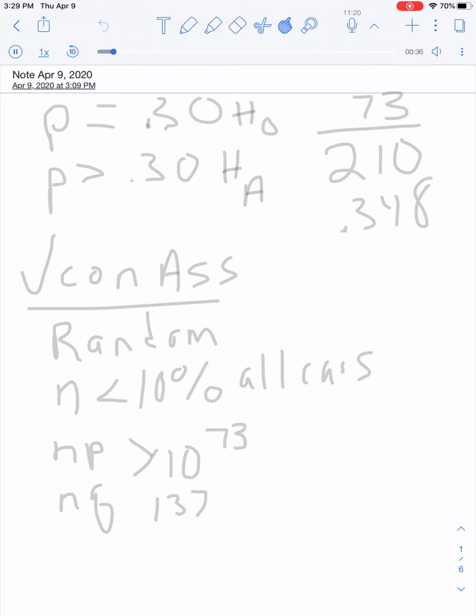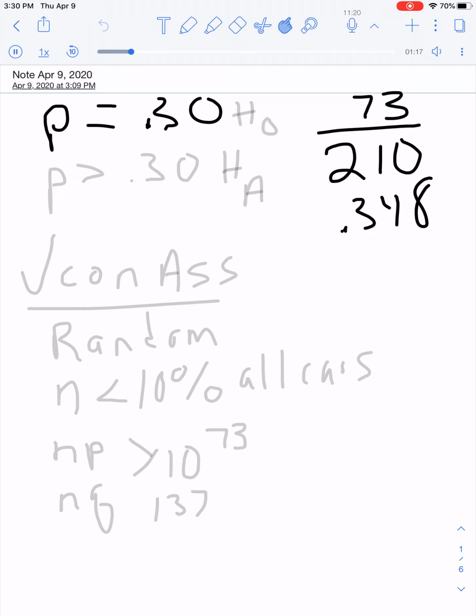Okay, we're good now. So let's say we have a situation where they tell you that red cars in the United States are 30% of all cars out there. But I do a survey at Park Meadows, and out of 210 cars, I count 73 red ones. So 73 divided by 210 means I'm only coming up with 34%, or 34.8.